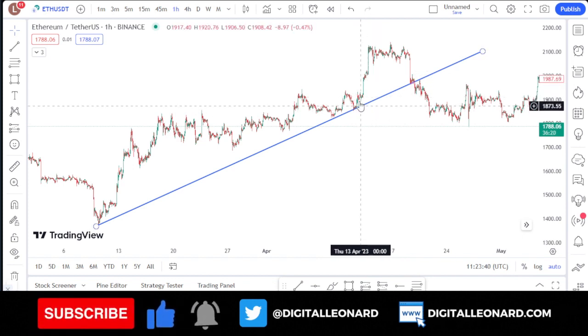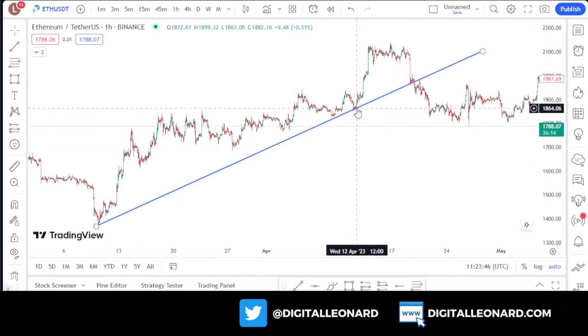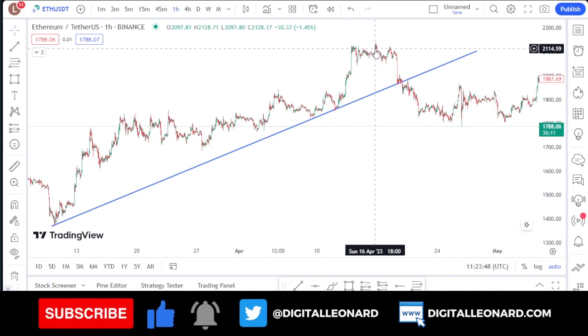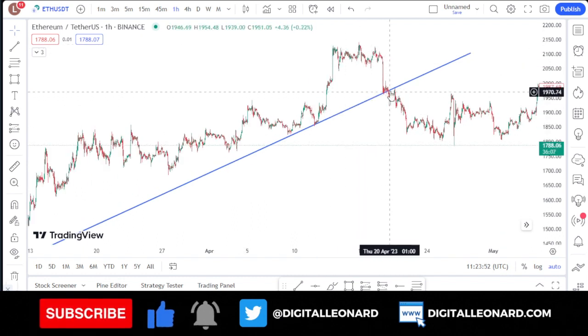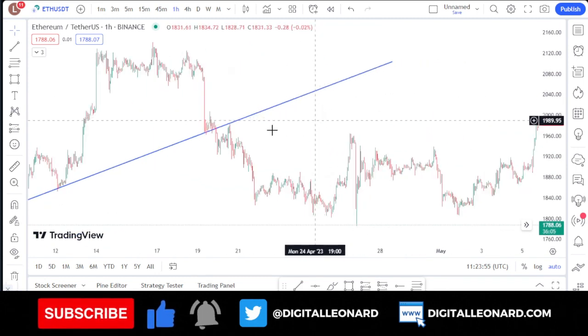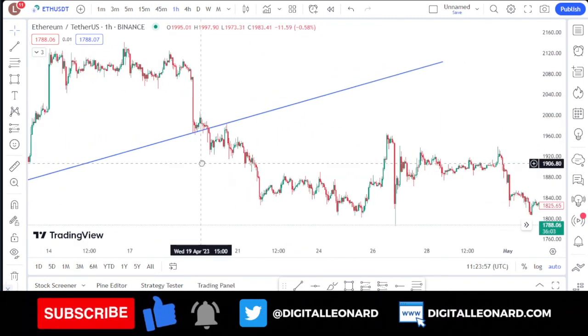Okay, so here it bounces up again. So what I'm looking for is only to take a long trade. So now that it bounces from here, I would have taken a long trade to the upside, and this would have been in profit. Okay, now it came back again to test the trend line. This time around, it didn't do what? It didn't bounce from the trend line.